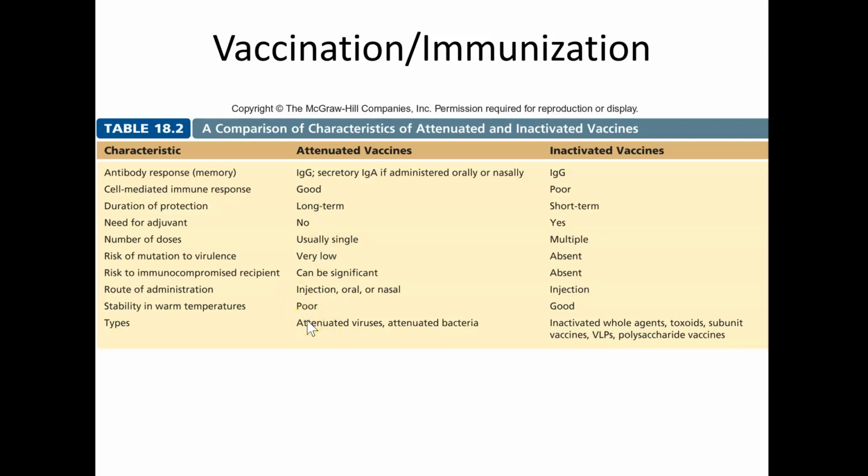Again, a couple of disadvantages is that we basically can't give attenuated vaccines to immunocompromised people. If we don't have an immune system, or we have a very low functioning immune system, then the risk is simply too high for someone who's immunocompromised to get these attenuated vaccines. Remember that there is a small risk of mutation, so that the virus or the bacteria can become virulent again. And the other disadvantage of attenuated vaccines is that they have to be kept refrigerated, or kept cold in some way.